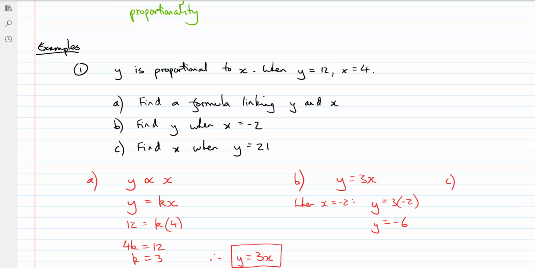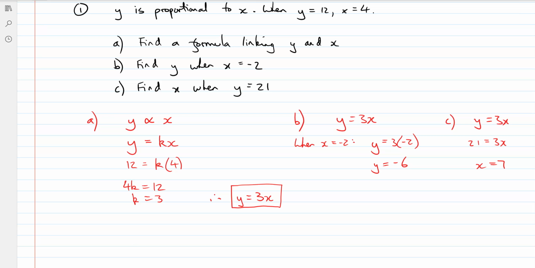So similarly, part C, find x when y is 21. So hopefully we can figure out here, we're going to put y equals 21 in this time. So here's our formula again, still the same formula that we've found from part A. And then we can say, well, when y is 21, we can put 21 in here. It's 3x, divide both sides by 3, and we get x equals 7. So we just need a little step there to rearrange that. And that's how proportion works. All that might change is the letters in the question or how they set up that original part. But everything else after that follows exactly the same.